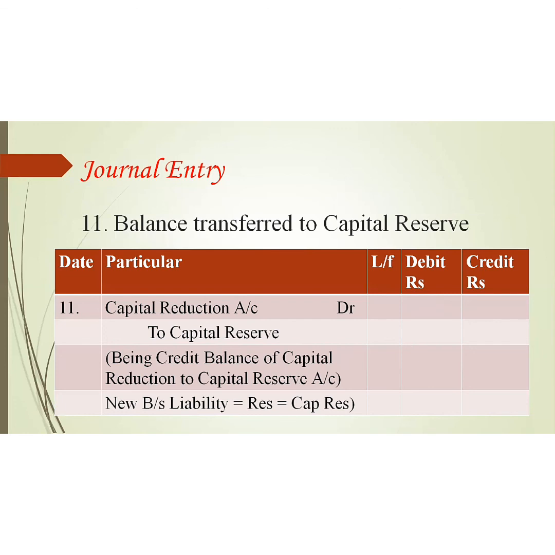At the end of the problem or at the end of the internal reconstruction, whatever balance is available in the capital reduction account is transferred to the capital reserve account. And therefore the journal entry will be capital reduction account debit to capital reserve, and then we write the debit side balancing figure over here, being credit balance. So in the new balance sheet, if there is any capital reserve, it will go to the liability side.